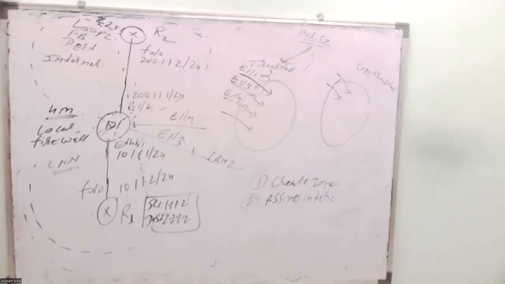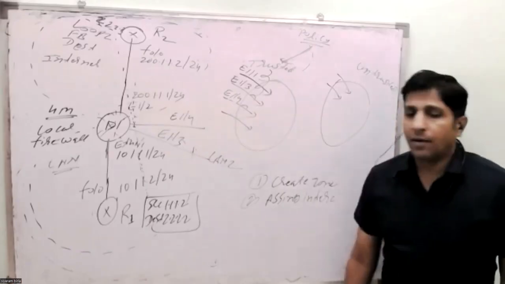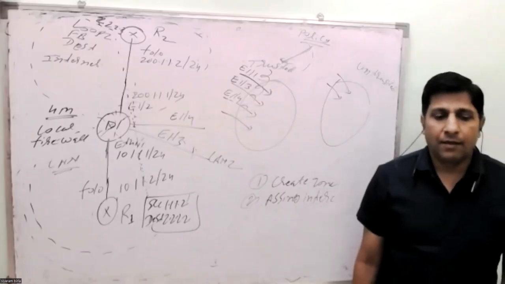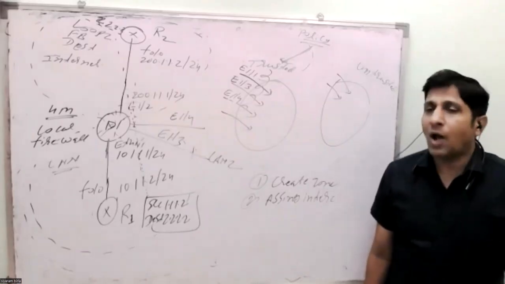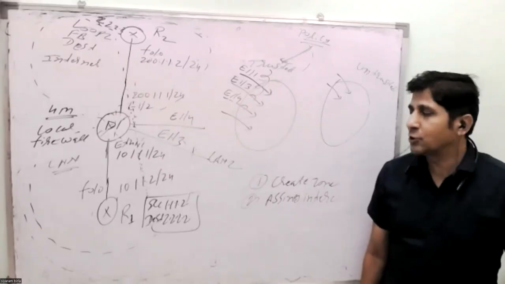No, sir. Just one question. In zone, we have AAA benefits. Can you brief it? I have already explained. I will share the video with you. AAA benefit: authentication, authorization, and accounting. No, sir, in zone. By using zone. Yes, I have already explained in the zone.